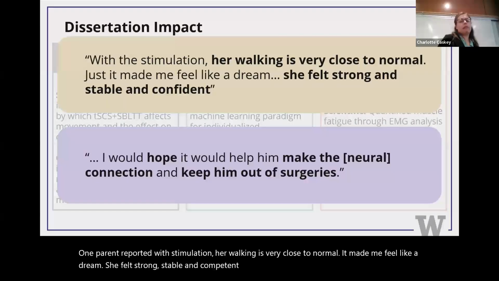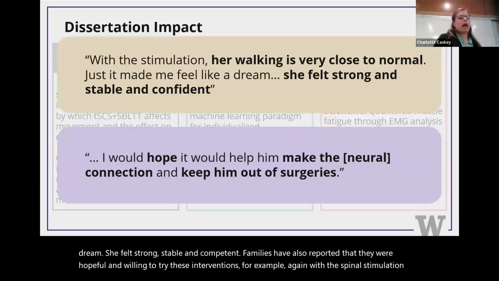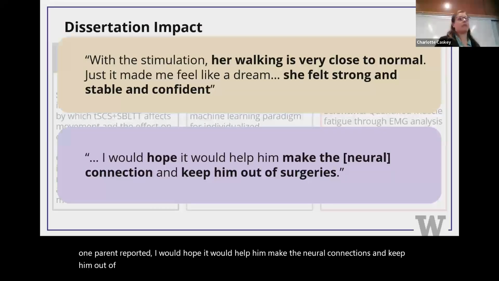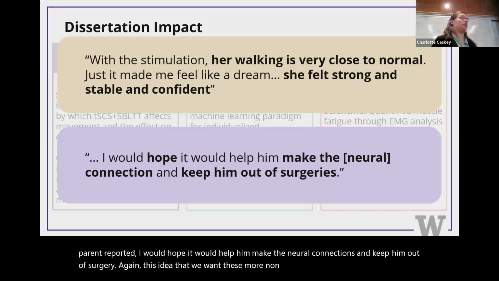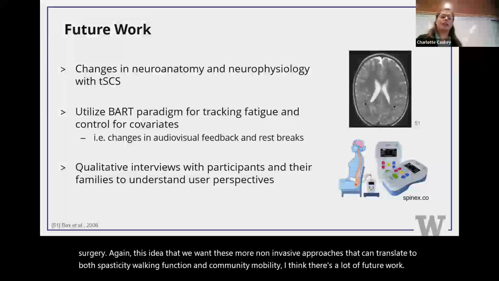Families have also reported that they are hopeful and willing to try these interventions. For example, again with the spinal stimulation, one parent reported, I would hope it would help him make the neural connections and keep him out of surgeries. Again, this idea that we want these more non-invasive approaches that can translate to spasticity, walking function, and community mobility. I think there's a lot of future work that I will just touch a little bit on here.